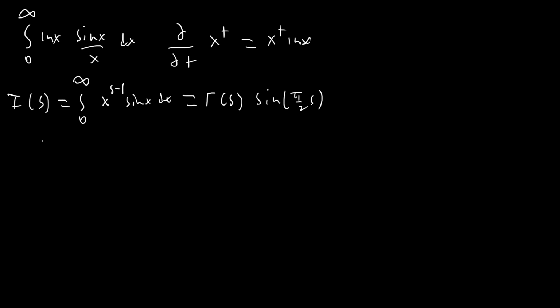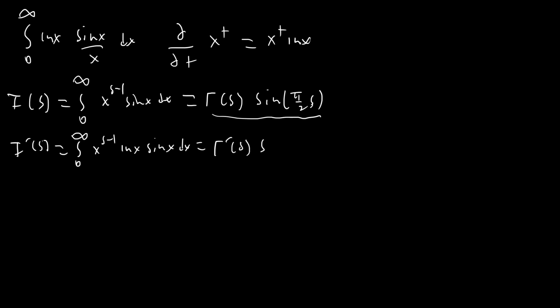If you want to see the exact derivation of this formula, you can go ahead and watch my video on Ramanujan's master theorem. It's a very incredibly powerful integration technique, and it's perfect for situations like this. So now that we have our integral, all we need to do is differentiate. So we're going to get that I prime of s is equal to the integral from 0 to infinity of x to the s minus 1 ln x sine of x dx, and this is going to be equal to gamma prime of s sine of pi over 2s plus pi over 2 gamma of s cosine of pi over 2s.